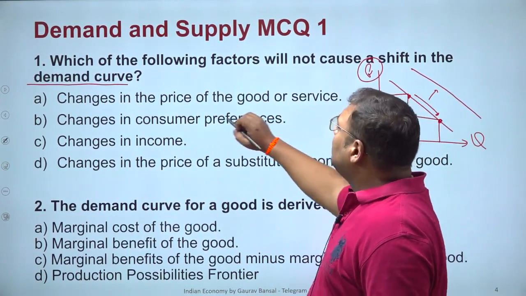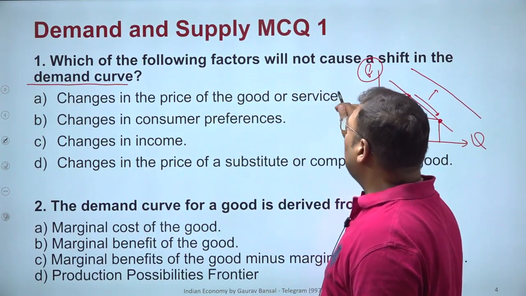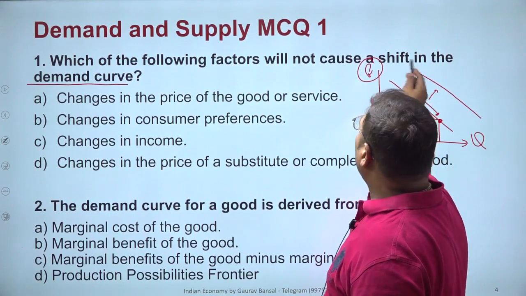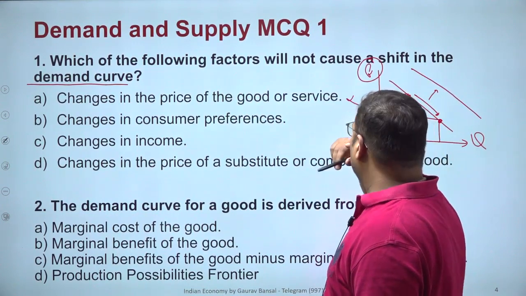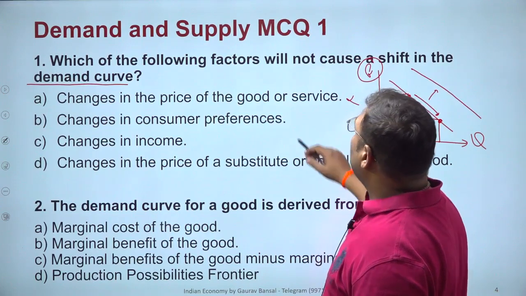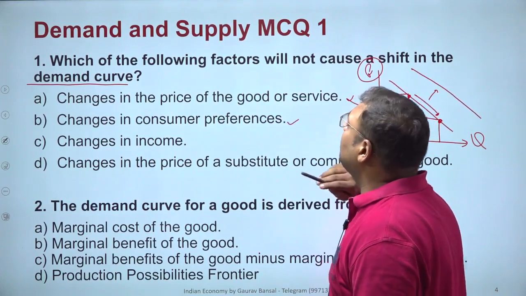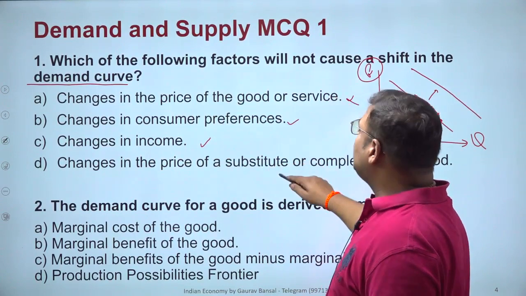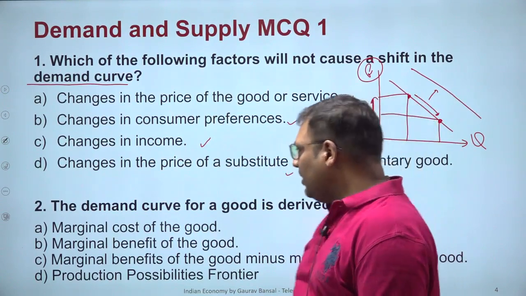Just like that. So, changes in the price of the good or service. If you change the price, the movement will be on the curve. It will not cause a shift. So this is not the answer. B, change in consumer preferences. Yes, this will shift the curve. Change in income will shift the curve because this is something else. Change in the price of a substitute or complementary good.